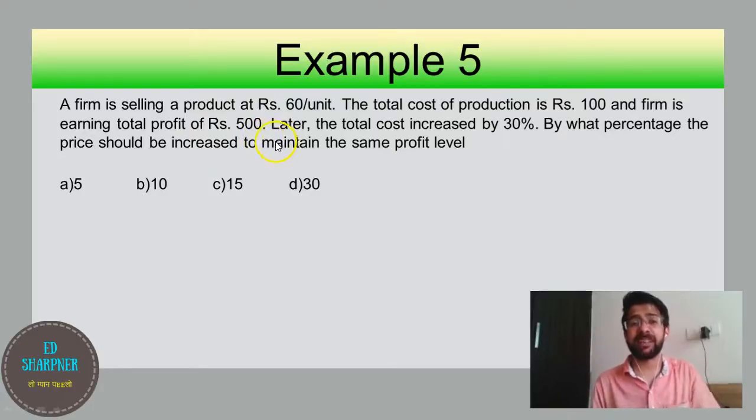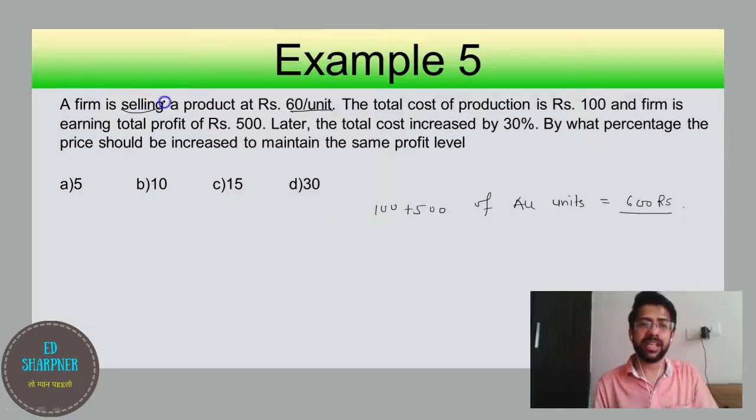That means the selling price must be 100 plus 500. So the selling price must be 100 plus 500 of all units. We do not know how many units it is making. It has to be 600 rupees. Each unit is of 60 per unit, so that is the selling price per unit. And the selling price of all the units is 600 rupees.